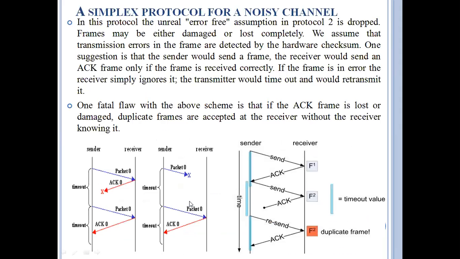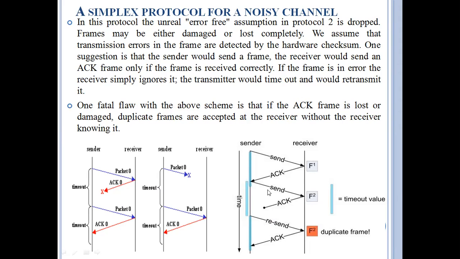But for the simplex stop and wait protocol over a noisy channel, if the sender sends a data packet, the receiver sends an acknowledgement. If the acknowledgement is lost in between, how long will the sender wait? The sender waits for some time, and if it doesn't receive the acknowledgement, it retransmits that particular data packet. That is one case. In the second case, if the packet is lost in between, the sender waits for some time, because the packet is not received by the receiver, so the receiver doesn't send an acknowledgement. The sender waits and again retransmits that data packet. This is the simplex protocol for a noisy channel.